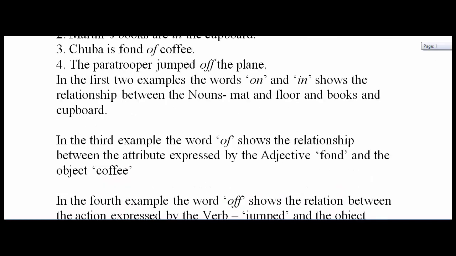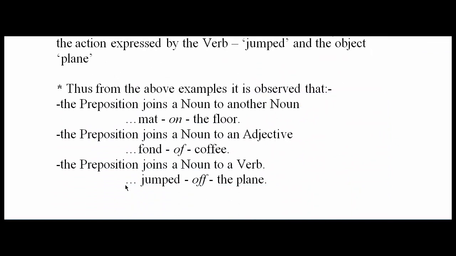In the fourth instance, the preposition joins a noun to a verb. The paratrooper jumped off the plane. Here the preposition off joins the verb jump and the object, that is the noun, the plane. So summing up, the preposition joins a noun to another noun. The preposition also joins a noun to an adjective. The preposition also joins a noun to a verb.